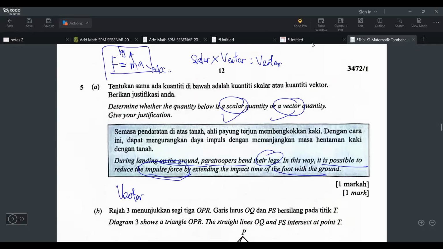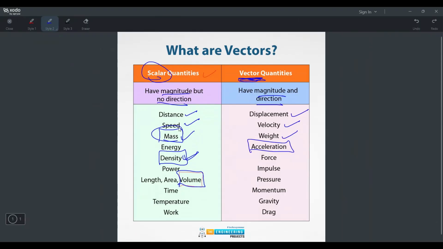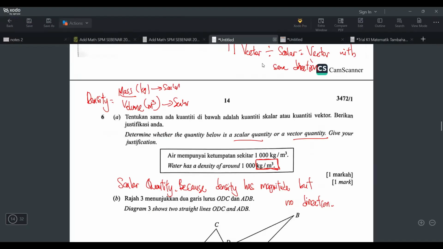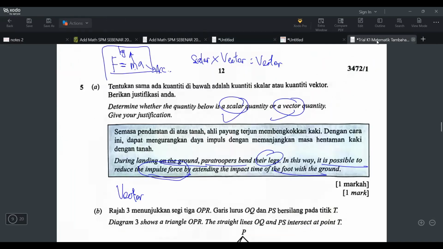Okay, let me show you the table one more time. You see, acceleration is a vector, and mass is a scalar. But what about force? Force comes from mass times acceleration. It means scalar times vector, you get a vector. I told you just now, when you take a scalar quantity times a vector, you end up with a vector with the same direction. That means when you take mass times acceleration, you get force, but mass is scalar and acceleration is vector, so force is a vector quantity. That's why it's vector here.